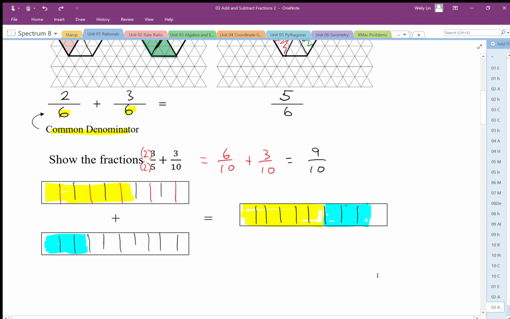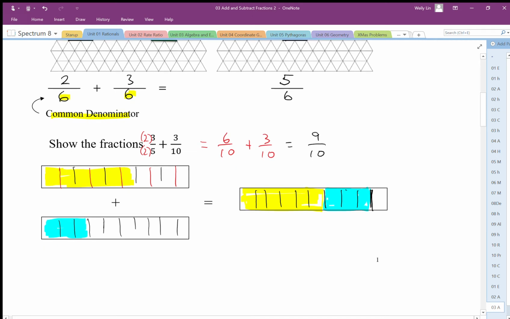Okay, so I had my 3/10. Yeah, I think I did this correctly. My 3/10, and then I have my 1/10 here. Okay, so I have 9/10 as my final fraction.